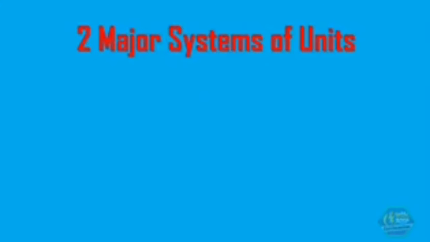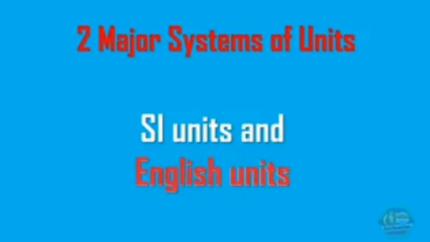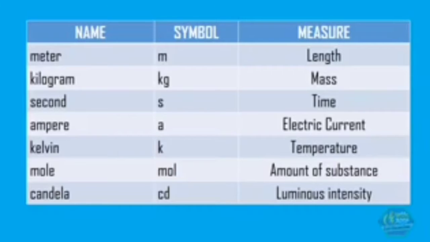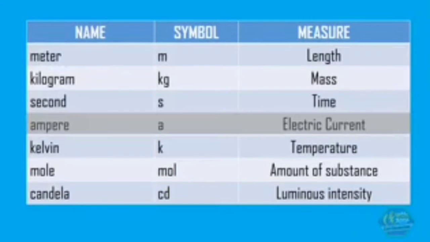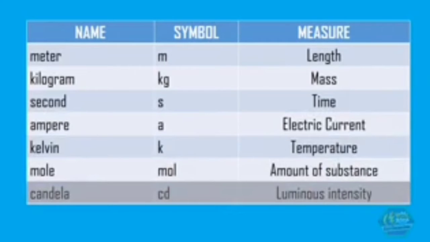Furthermore, there are two major systems of units used in the world: SI units and English units. English units are used in nations that were once ruled by the British Empire. Meanwhile, here in the Philippines, we use SI units. The SI unit for base quantities such as length is meter, mass is kilogram, time is second, electric current is ampere, temperature is Kelvin, amount of substance is mole, and luminous intensity is candela.